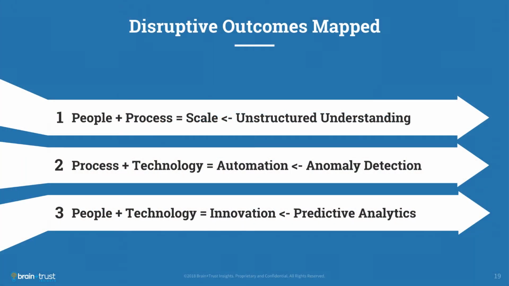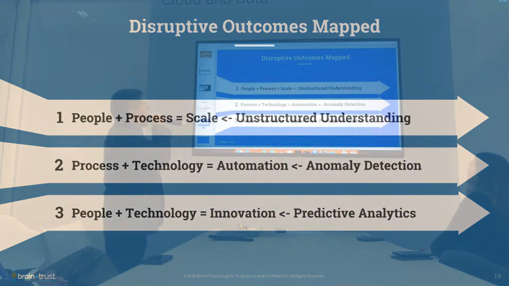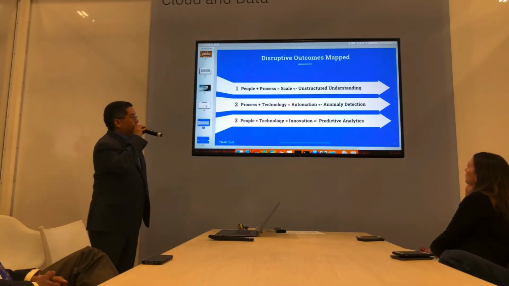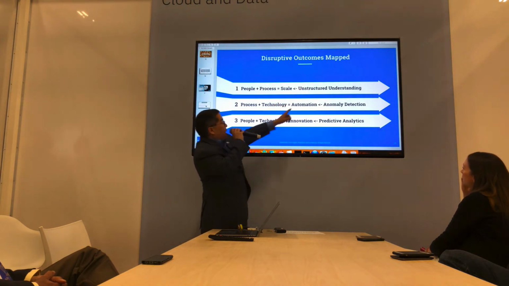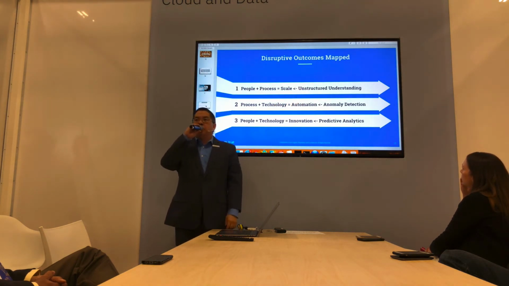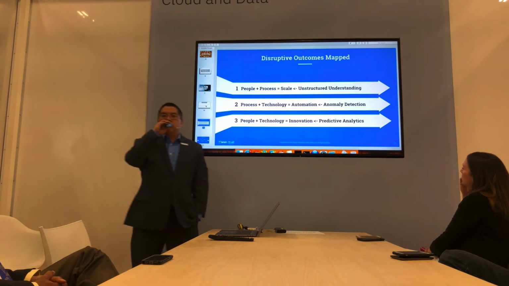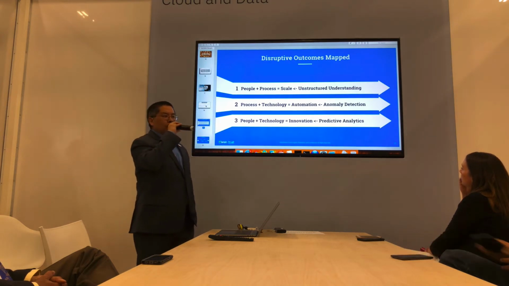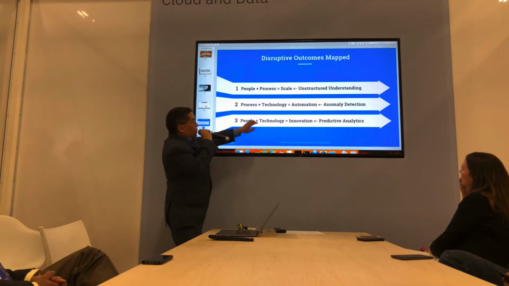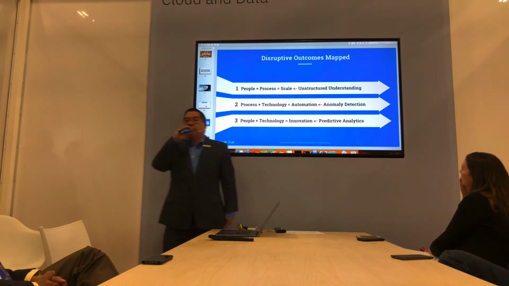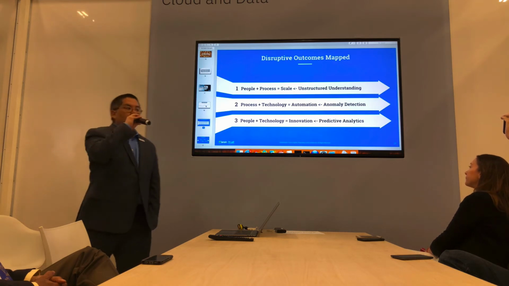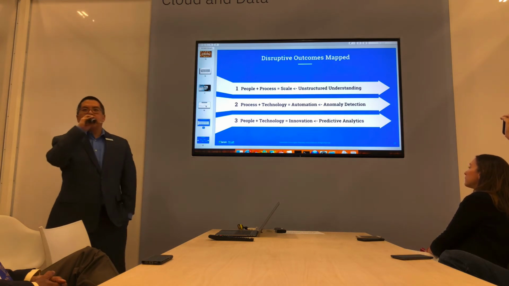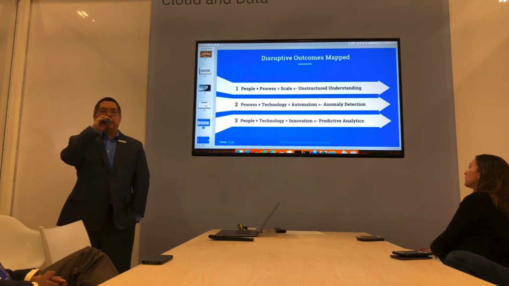When we map them back to the different outcomes, scale, automation, and innovation, when we need to scale and we need to know why something's happening, that unstructured understanding comes in super handy, because that will tell us which processes in our organization are broken. When we need to improve our automation, we would use anomaly detection. Everything from when is this part going to fail to why were there an unusual number of slushies sold yesterday.